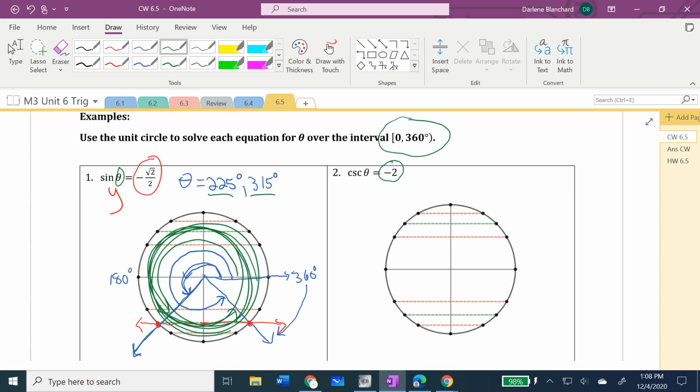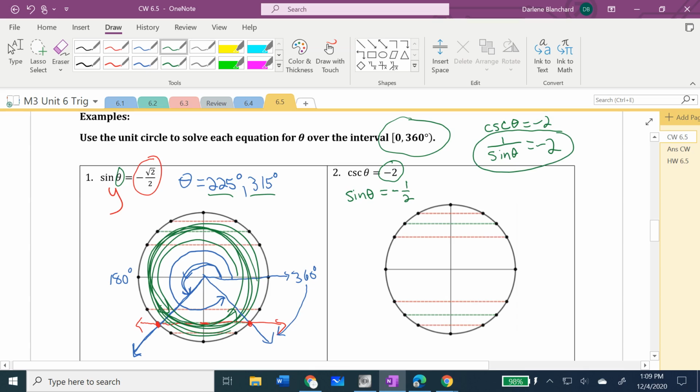Now, you can do this in several steps or just do it instantly. Instantly would be you say reciprocal of cosecant is sine, reciprocal of negative 2 is negative 1 over 2. If you need to do it more slowly, start with changing cosecant theta to being 1 divided by sine theta. Then you have an equation, but you have sine in your denominator. If you multiply sine theta to both sides, sine theta is no longer in the denominator. And then you can figure out what sine theta is equal to if you divide by negative 2.